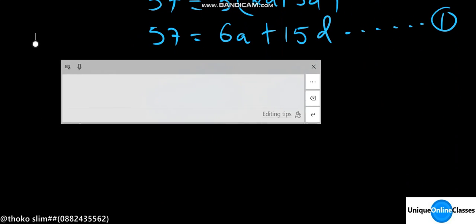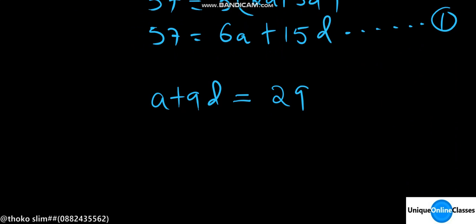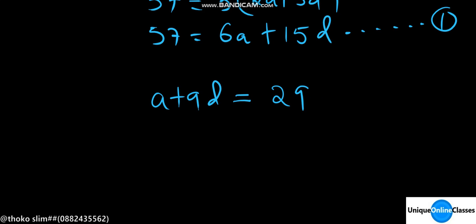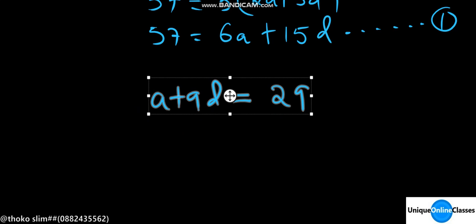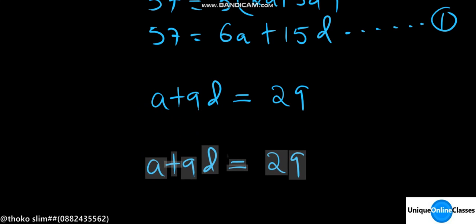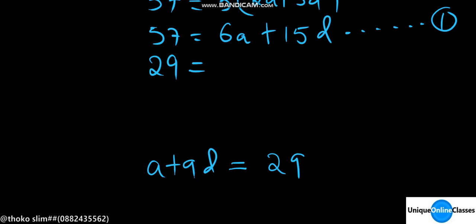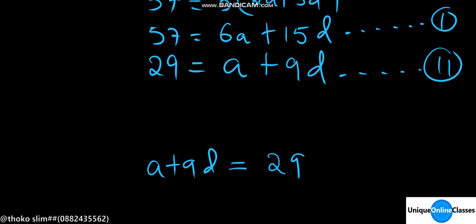So chomwe tipanga apa, tingoipanga reverse kuti tisolve by elimination. So we have 29 here is equal to a plus 9d. That's equation number 2.